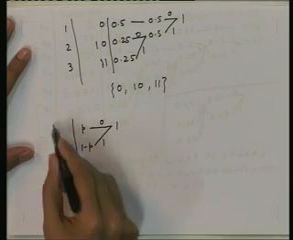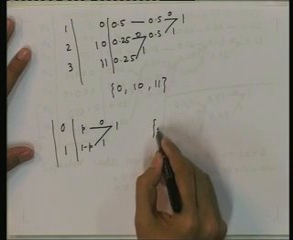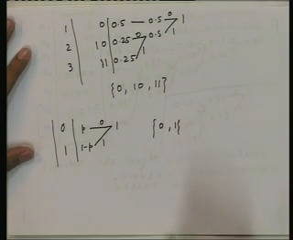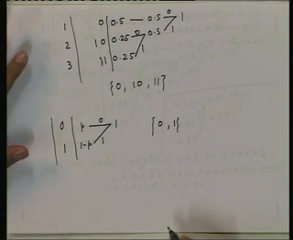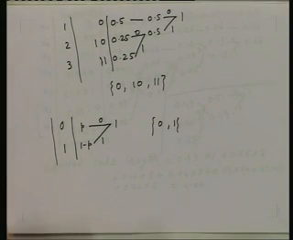So, the code words will be 0 and 1. So, for any binary source, the Huffman code is just 0 and 1. It cannot be 0 1 1 0. So, the Huffman code for any binary source is 0 1, it cannot be 0 1 1 0.